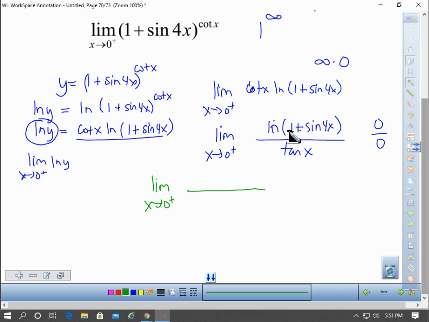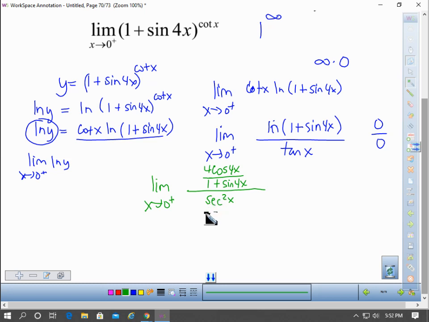So remember, taking the derivative of ln, it is going to be a fraction. It's going to be the derivative of this expression over that expression, right? So what's the derivative of 1? That's 0. So then we've got the derivative of sine of 4x. The derivative of sine of 4x is going to be cosine 4x, and then you chain on a 4. So I'm just doing the derivative. So now on the bottom, do the derivative of tangent. Well, that's going to be secant squared. Okay?